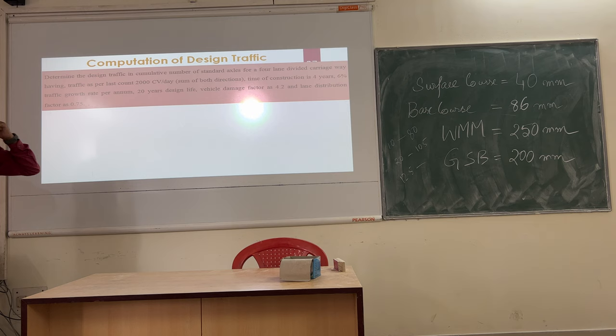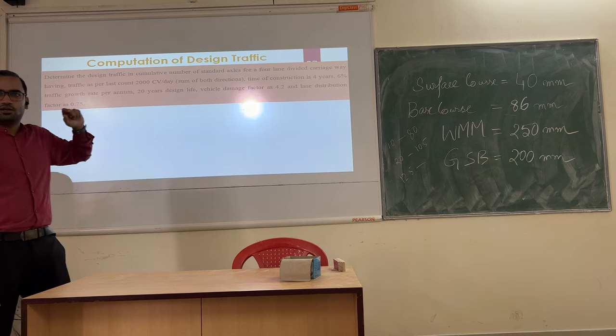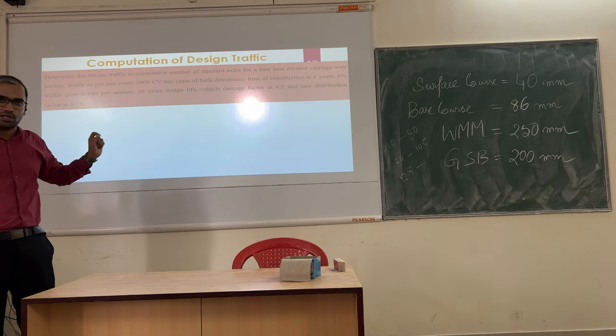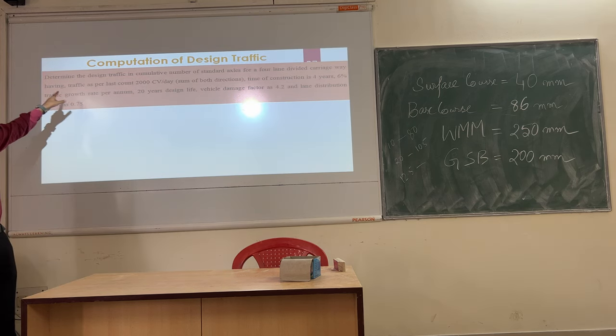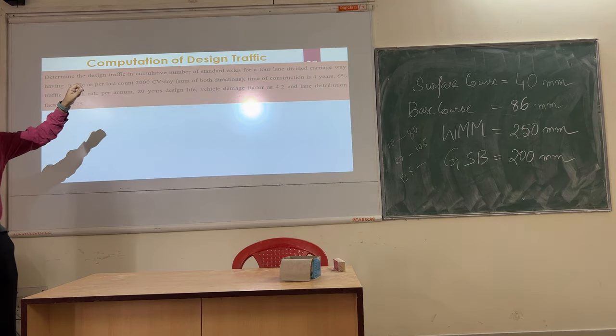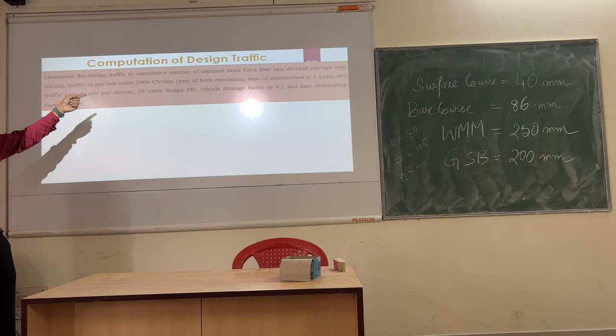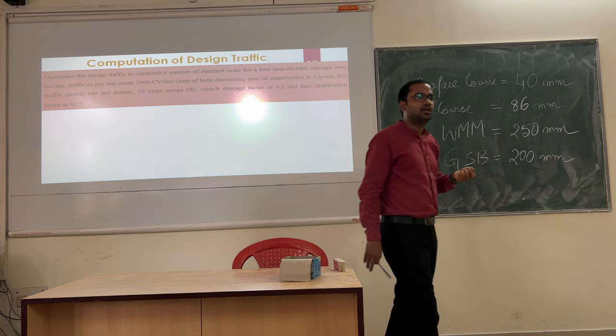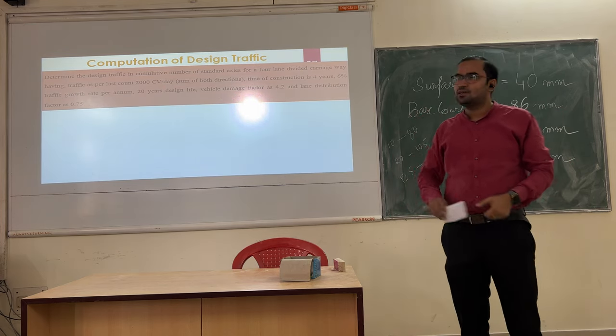One another numerical is there. Go through it. In that numerical, you don't have to calculate thickness, because many times 5 marks questions may come. So after reading the question, don't directly try to solve for the thickness. First read what is the unknown here. Determine the design traffic. Means here you have to just calculate N. You don't have to design the layer thickness. Using that formula, 365 [(1+r)^n - 1]/r times A times D times F, you have to calculate the design traffic.